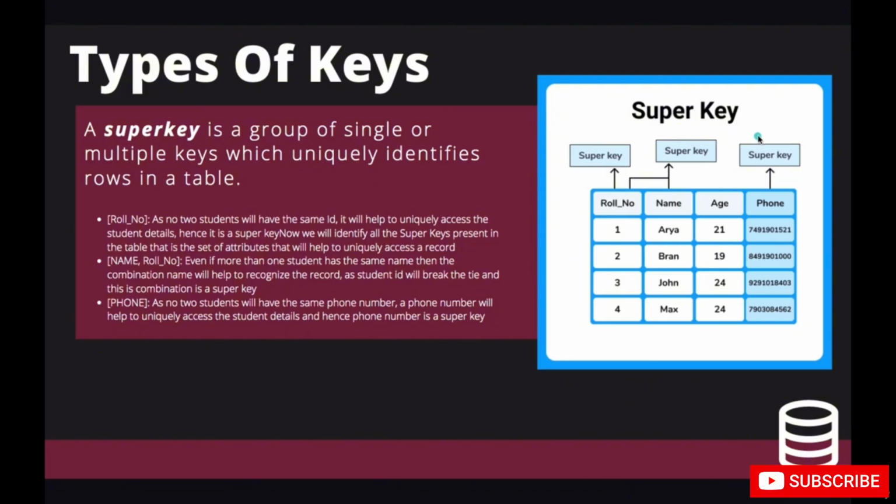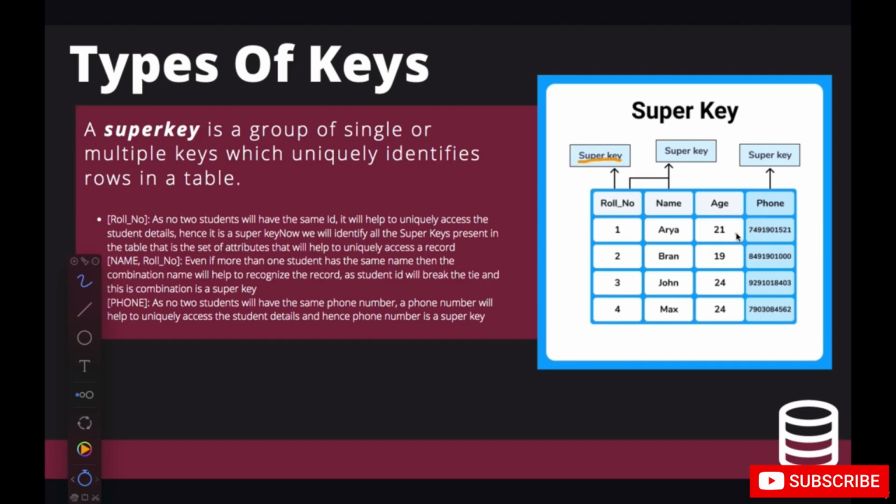Now we also have what is called a super key. Now a super key is similar to a combination of primary key and composite key. You can use just one column as a primary key or a super key if it is able to uniquely identify that record without any doubt.